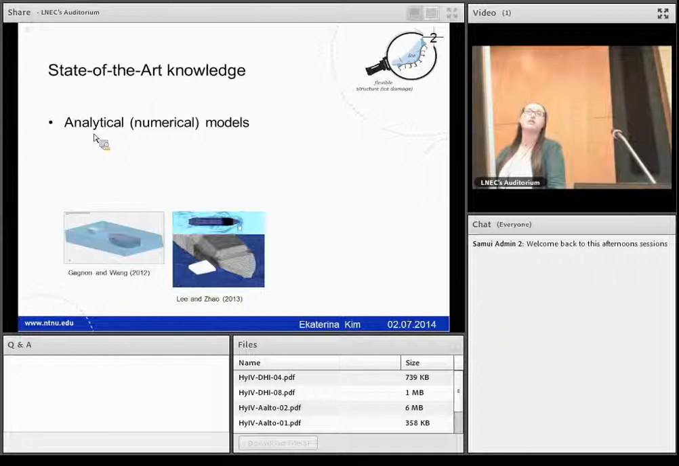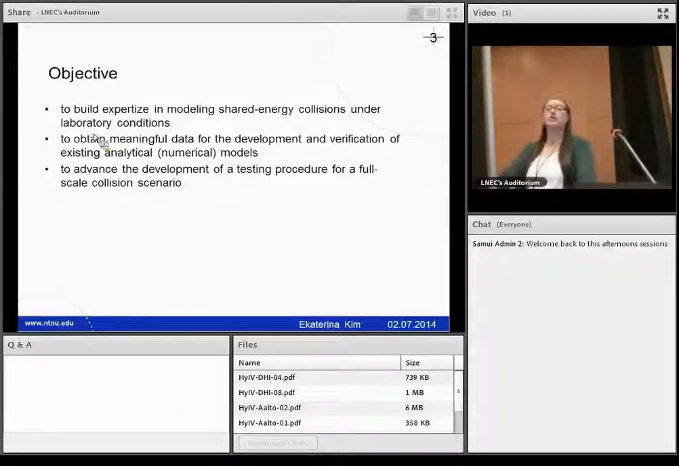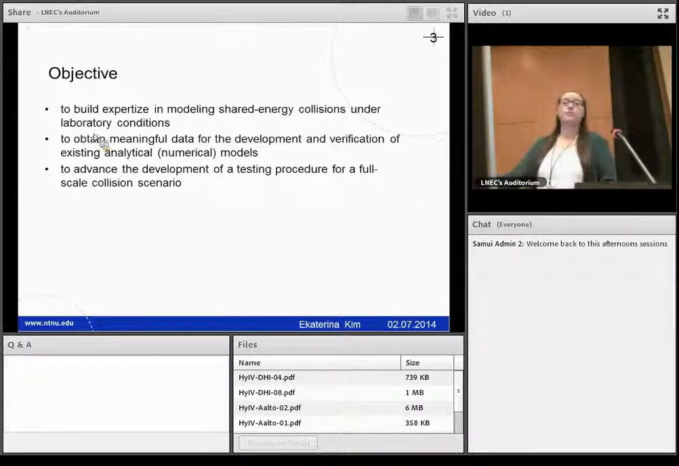The objective of our experiments was to build expertise in modeling of shared energy collisions under laboratory conditions. Again, I remind you that we're talking about simultaneous deformation of the ice and the structure in a collision event. Another objective was to obtain meaningful data for the development, validation and verification of existing analytical models, and also to advance the development of a testing procedure for the full-scale collision scenario.